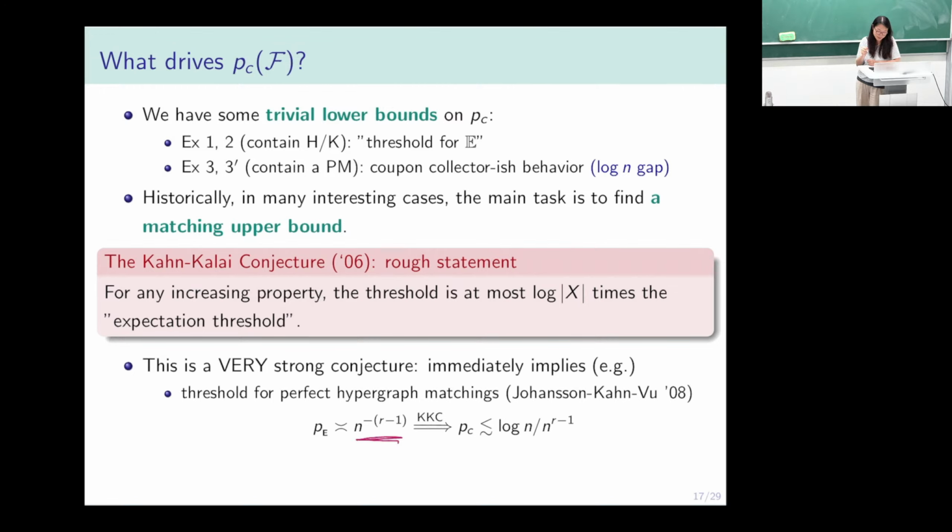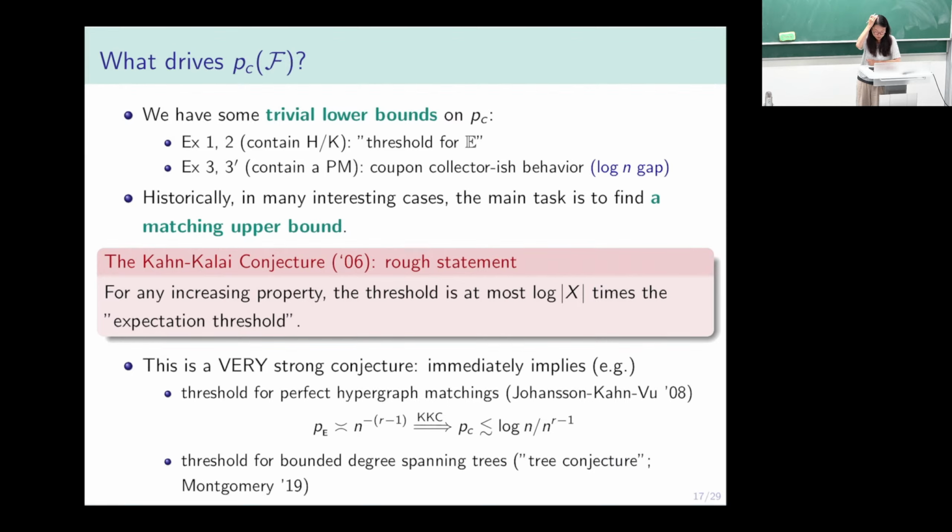And if the Kahn-Kalai conjecture is true, then it gives us an upper bound, which is this. And this matches the lower bound, the second lower bound. So that's why the Kahn-Kalai conjecture was believed to be not true, because this is just so strong. And also there's another very hard result, which is immediately implied by the Kahn-Kalai conjecture.